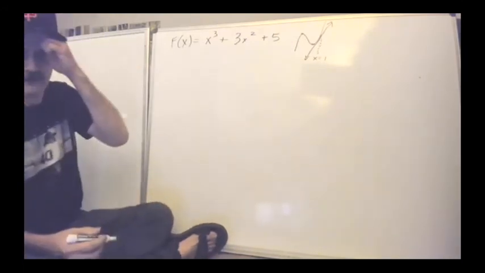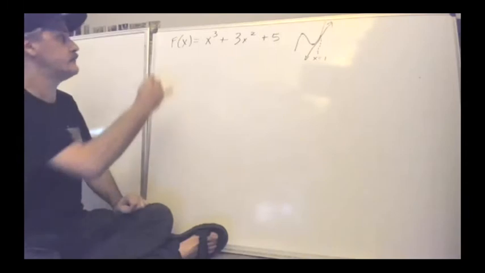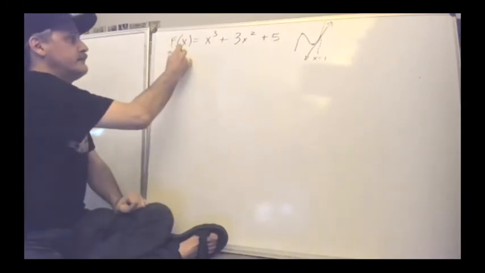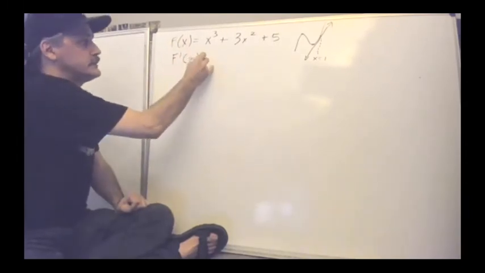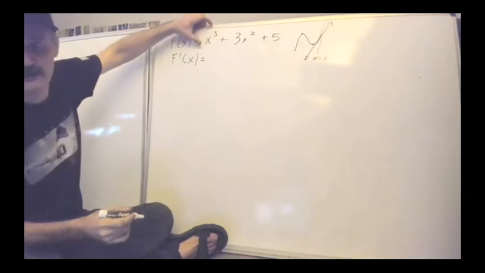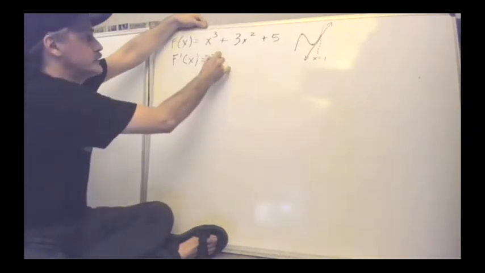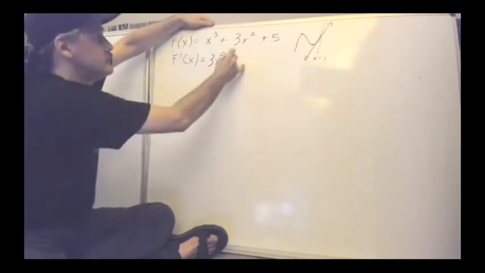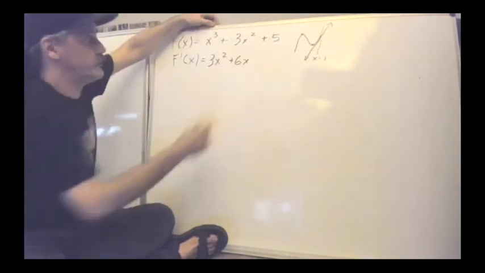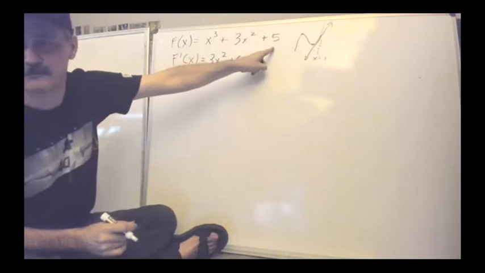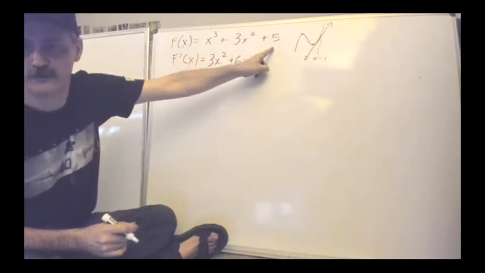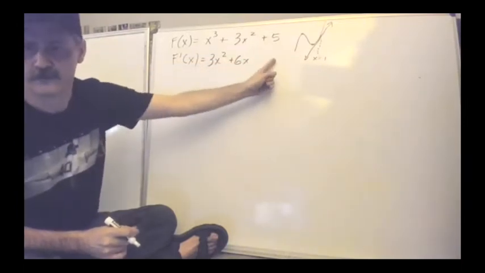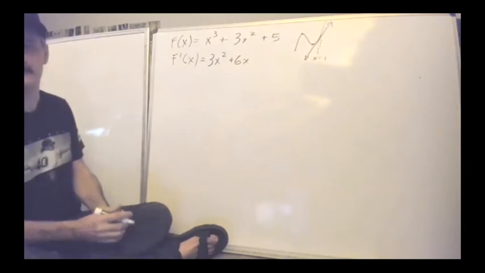Okay, well, first we've got to get the derivative. We want to find the function that gives us the slopes of the tangent lines. Okay, so 3 times the 1, subtract 1 from the exponent. 2 times the 3, subtract 1 from the exponent. 5 is constant, so it has a slope of 0, so we don't have anything else.